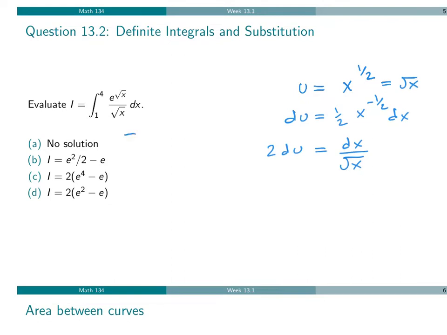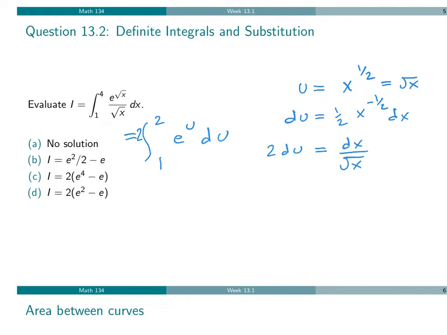So my new integral becomes the integral from 1. If I plug in 1, I get 1. And if I plug in 4, I take the square root of it, I get 2. So now notice that e to the power of root x becomes e to the power u, and then everything else that's sitting here, being dx over root x, is 2 du. So I'm going to write 2 on the outside and then du.